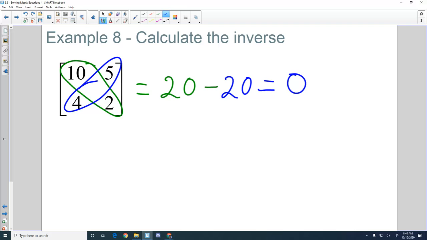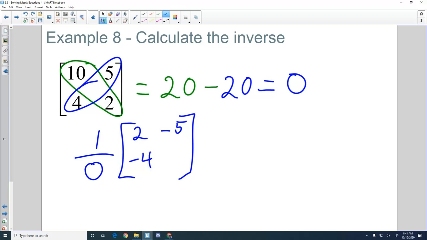Now to calculate the inverse matrix, you always write 1 over the determinant. 1 over 0 in this case. Then I've got my fancy matrix, 2, negative 5, negative 4, 10. However, I don't need to actually do anything further. I don't need to even write that second matrix because of this right here.